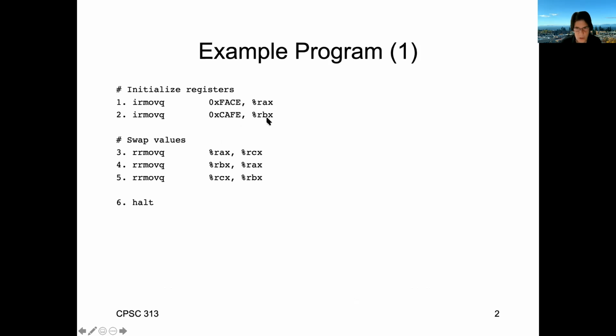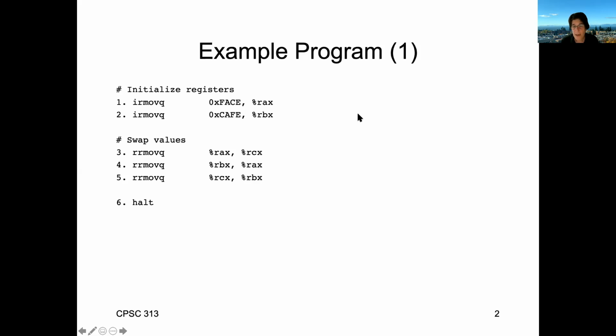You may recall that to swap two values, you need a temporary register. So we're going to use RCX for that. And so we say we're going to do register to register moves. So take RA, put it in our temp. That's the first instruction. Take RB, put that into RA, and then grab our temp value and put it back into RBX.